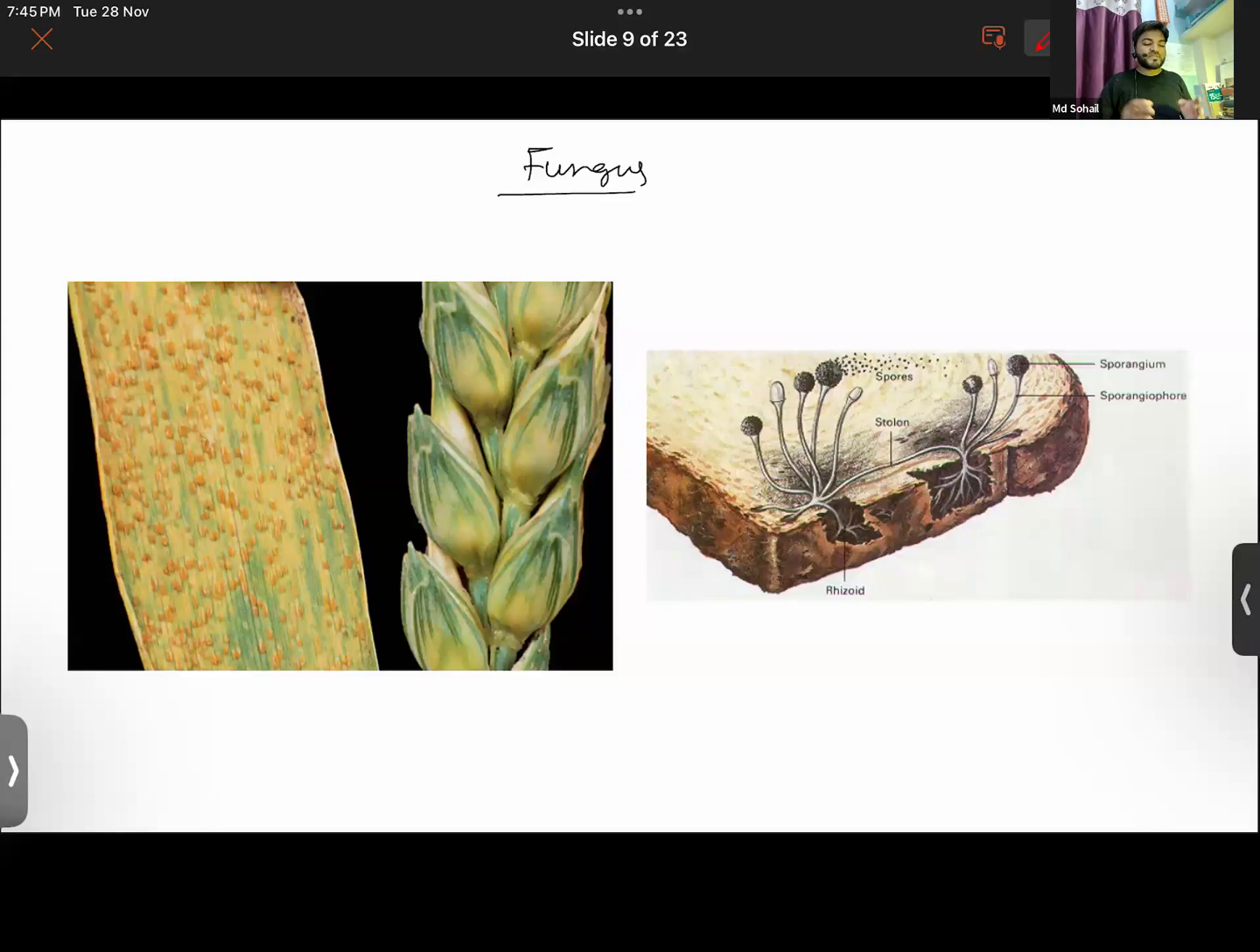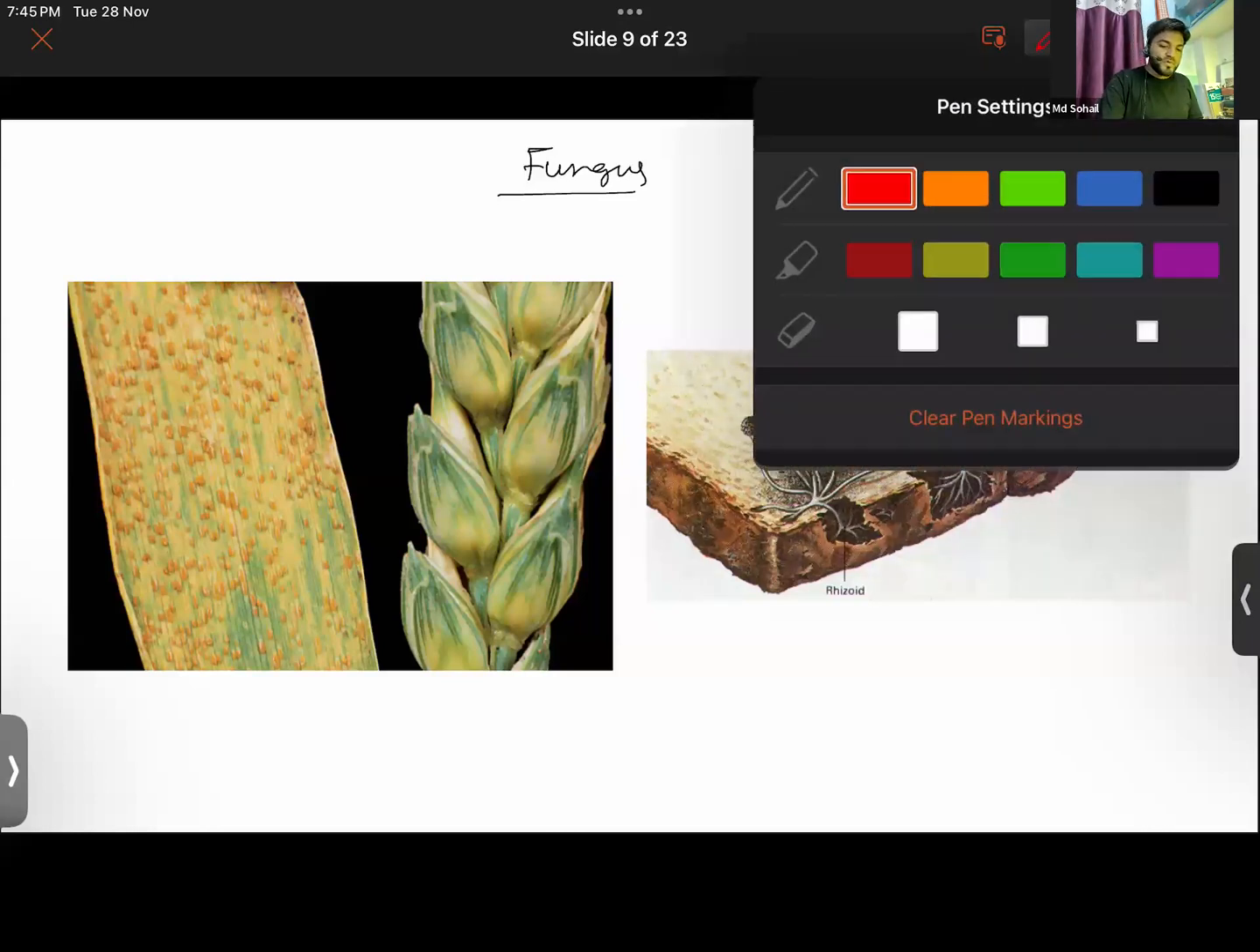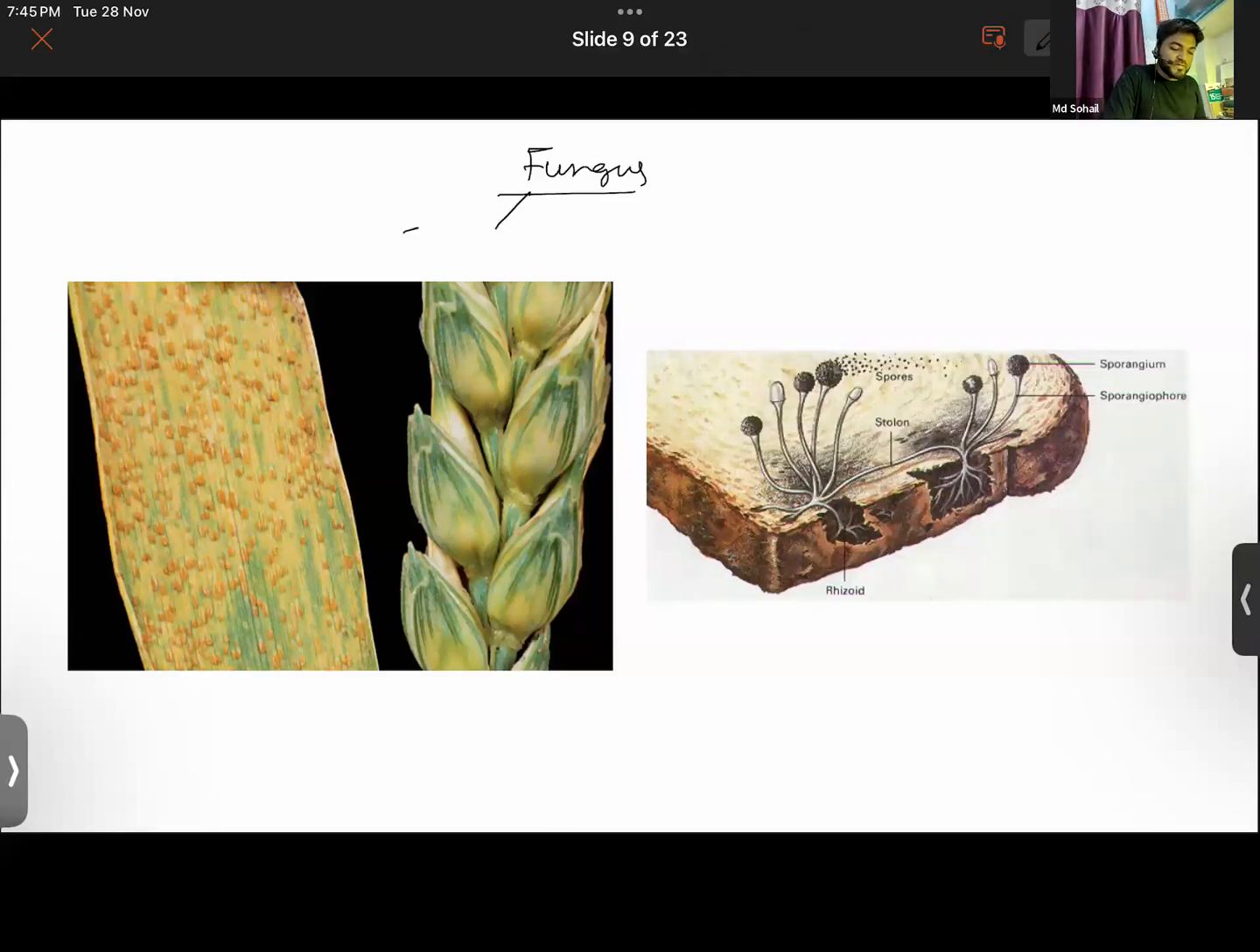So it is not as simple as that, that I can categorize all of them as a parasite, or I can categorize all of them as a symbiotic organism. No. We have certain examples. Getting it now? So some fungi could be parasitic in nature. Some could be saprophytic.